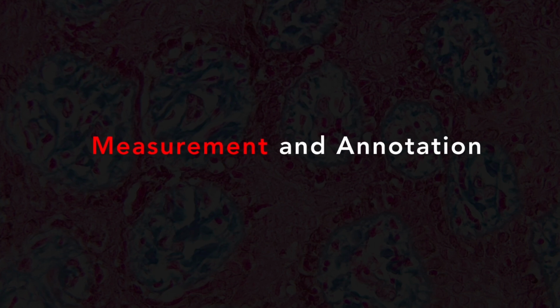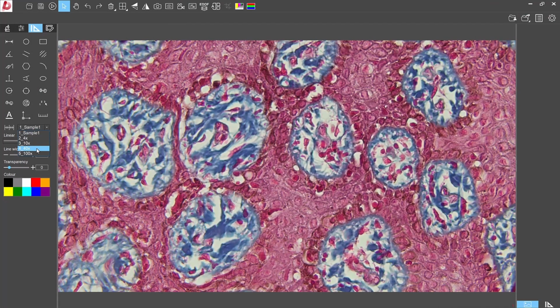Measurement and annotation. Click the scale bar button and set the style. Click Confirm to add it to the image. Click the Select button and choose the scale bar.